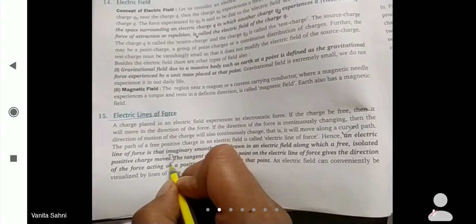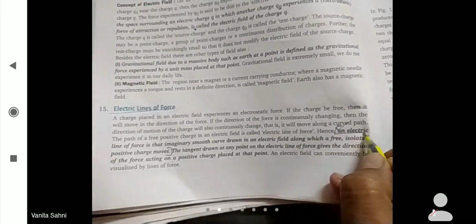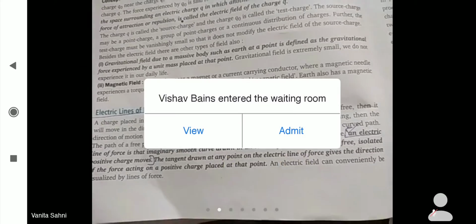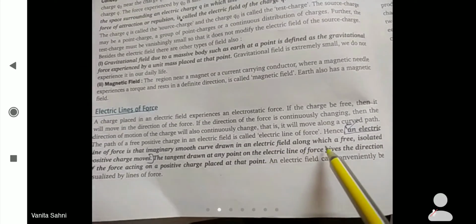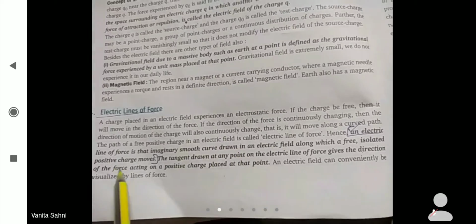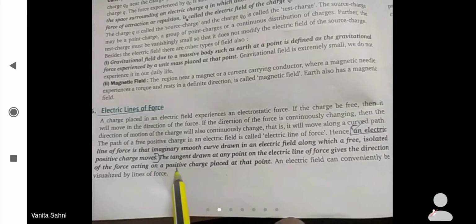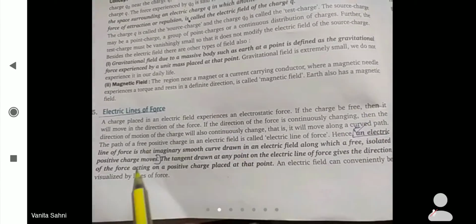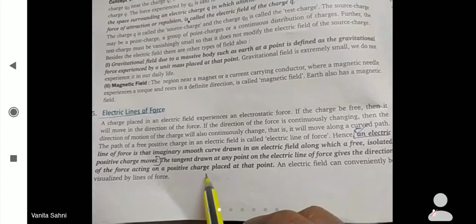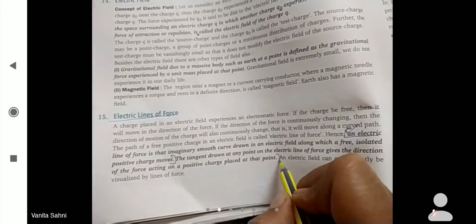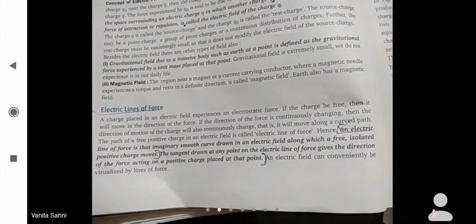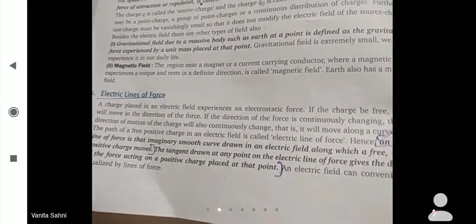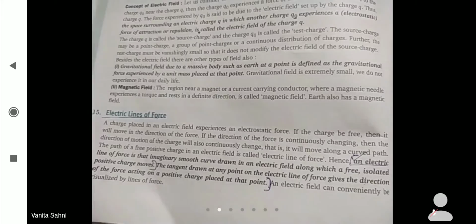So this is the definition, that the line of force is that imaginary smooth curve drawn in an electric field along which a free isolated positive charge moves. And the tangent drawn at any point on the electric line of force gives the direction of the force acting on a positive charge placed at that point. So just like magnetic lines of force, the tangent at any point of the electric line of force gives the direction of electric field at that point.